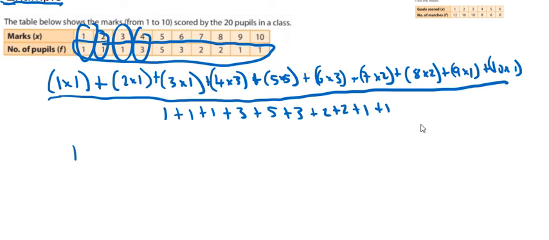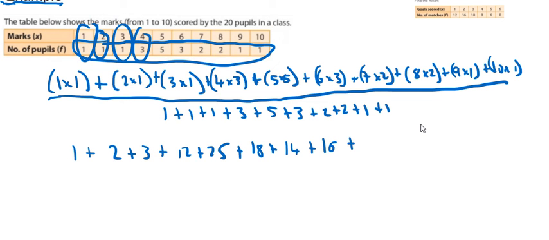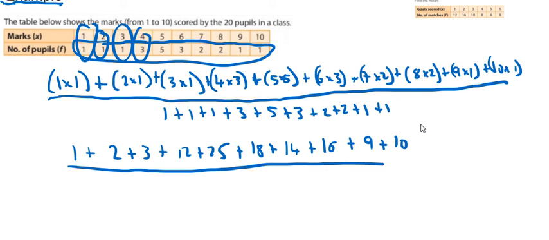So 1 times 1 would be 1 plus, and then 2 times 1 is 2, plus 3 plus 12 plus 25 plus 18 plus 14 plus 16 plus 9 times 1 is 9 plus 10 times 1 is 10. And then on the bottom, I'll just try out these up on the bottom. So 1 plus 1 plus 1 would be 3, plus 3 would be 6, plus 5 would be 11, plus 3 would be 14, plus 2 would be 16, plus 2 would be 18, and then 19, 20.